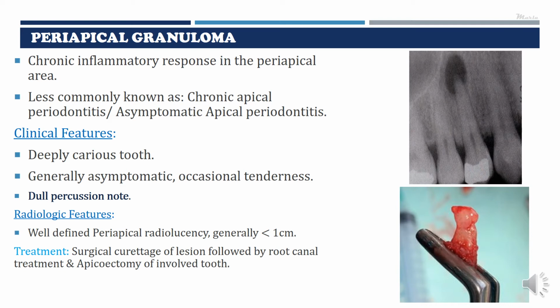Treatment of periapical granuloma involves surgical curettage of the lesion. Surgically, a window is created on the alveolar bone and the soft tissue, the granulation tissue, is removed surgically. This is called curettage. If the tooth is saved, it has to be treated by root canal treatment. Following curettage, the root apex needs to be amputated so as to remove any infective material left behind. This process is known as apicectomy, so apicectomy is also added onto the treatment.